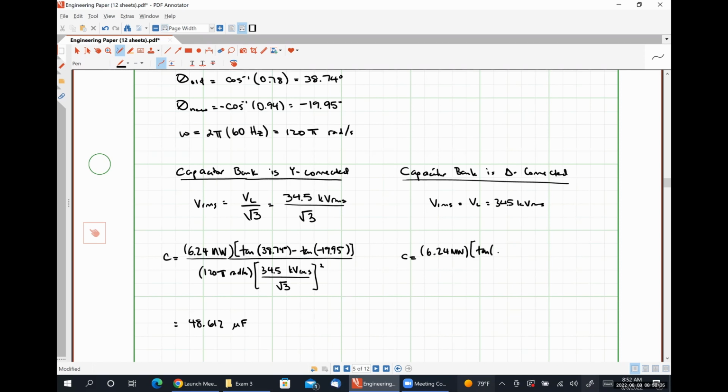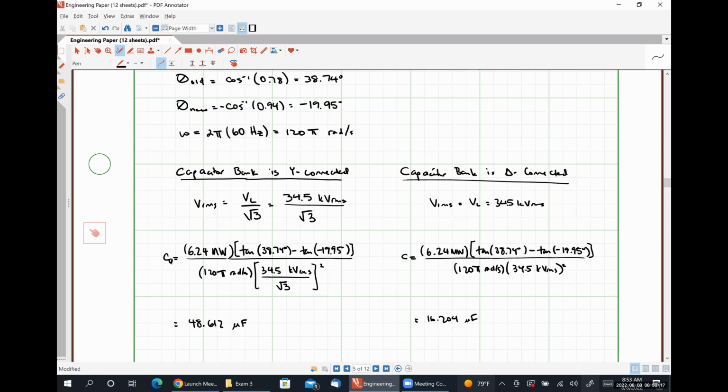For our delta connected capacitor bank, we would have C is equal to the same 6.24 megawatts, same tangent of 38.74 degrees minus the tangent of negative 19.95 degrees, divided by 120 pi radians per second times 34.5 kilovolts RMS quantity squared. And this comes out to be 16.204 microfarads, which is exactly 3 times smaller.